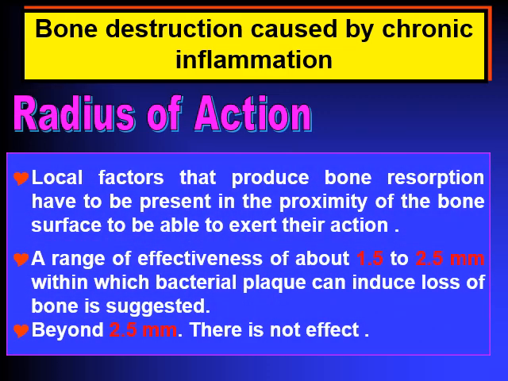We are continuing with bone destruction caused by chronic inflammation. We have to know now the radius of action. What do we mean by radius of action? You know what the radius is: the radius is half of the diameter. So it was postulated that locally produced bone resorption factors have to be present in close proximity to the bone surface to be able to exert their action. It was postulated that there is a range of effectiveness of about 1.5 to 2.5 millimeters within which bacterial plaque can induce bone loss. Beyond this distance, 2.5 millimeters, there is no effect.